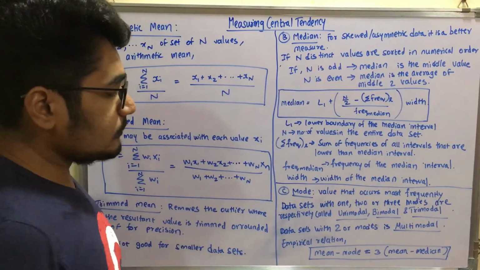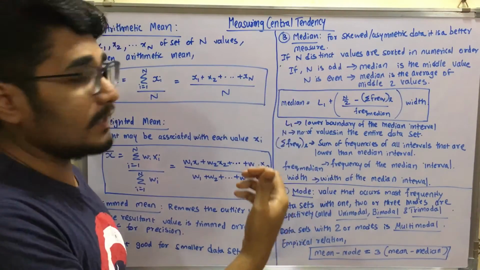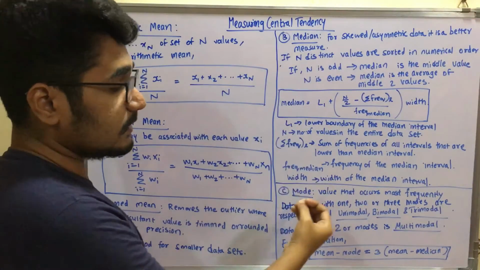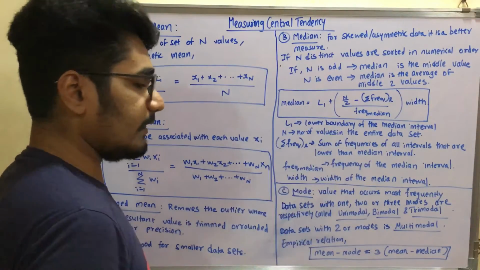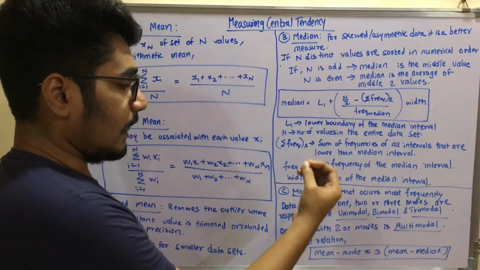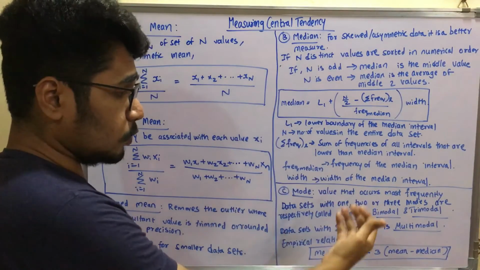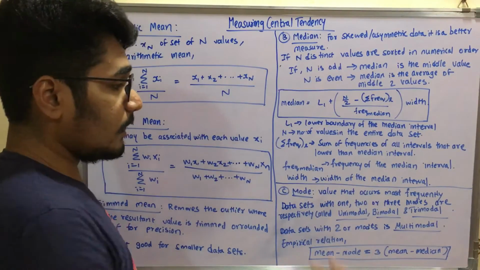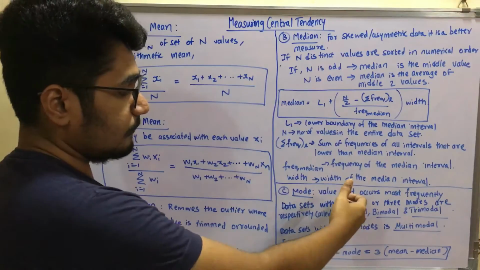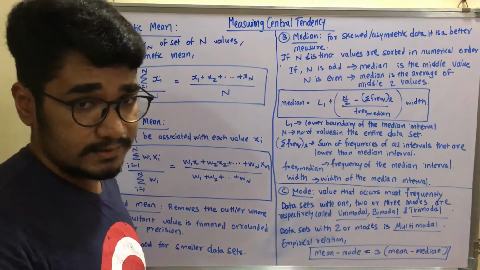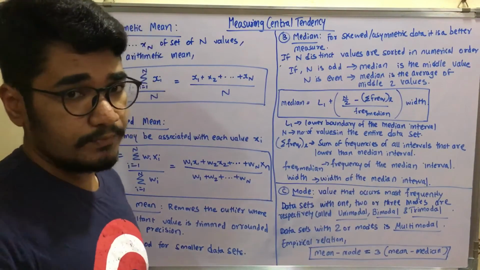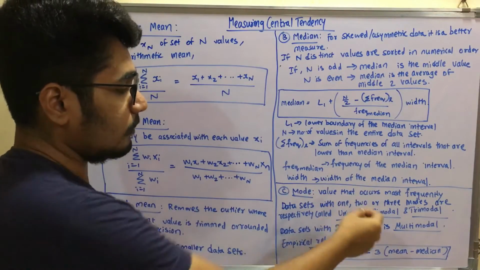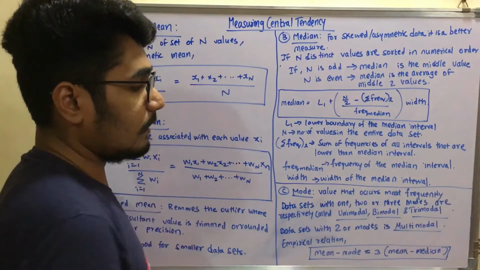After the median, you have the third measure of central tendency in data mining, that is the mode. It is the value that occurs most frequently in that data set. Data sets with one, two or even three modes are respectively called unimodal, bimodal and trimodal. If the data set has only one mode, it is unimodal; if you have two modes, bimodal; or three modes, trimodal.